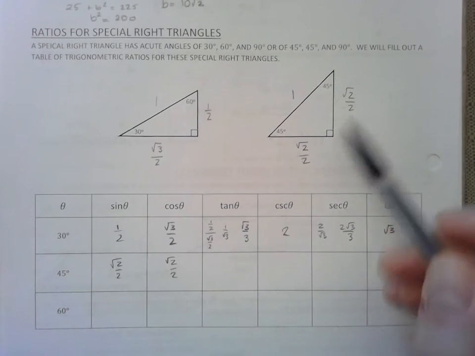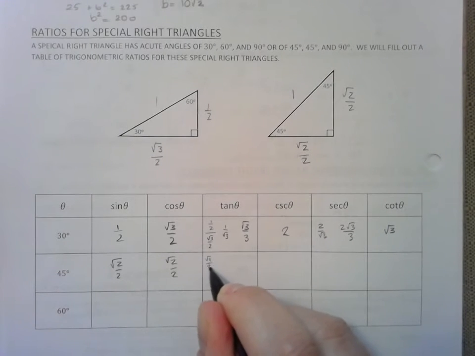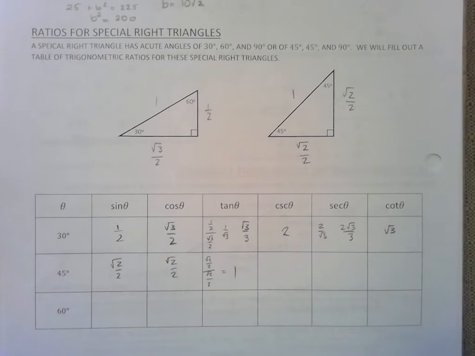Tangent, opposite over adjacent. What's the square root of 2/2 divided by itself? Anything divided by itself equals 1 as long as it's not 0 divided by 0.